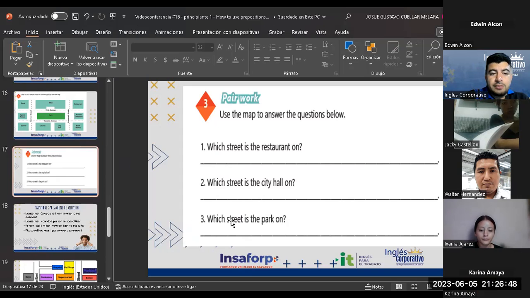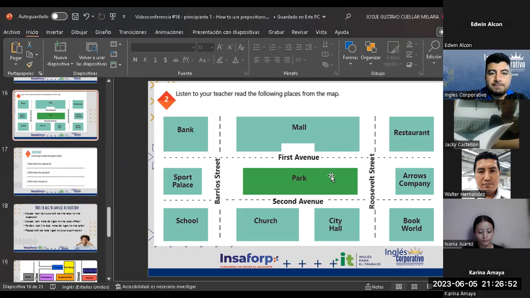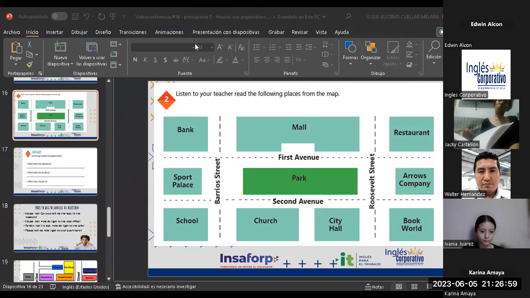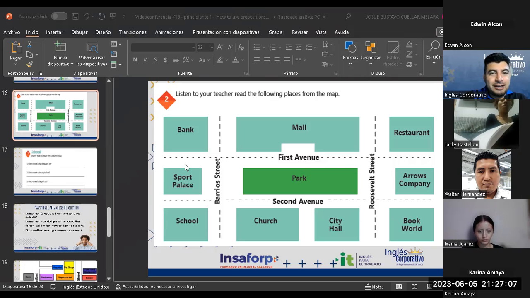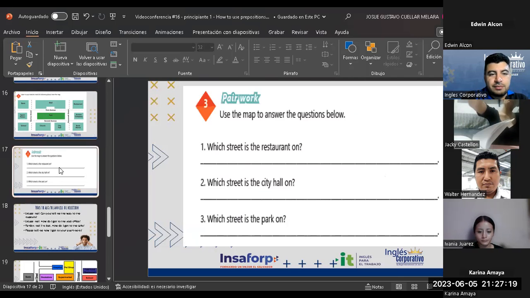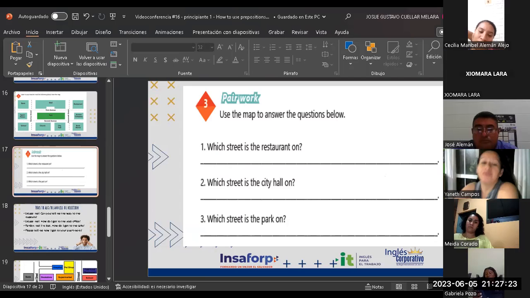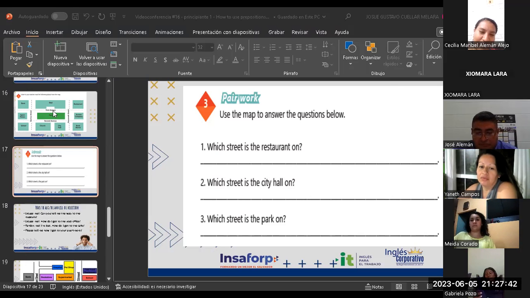Number three. Okay, which street is the park on? Parque. ¿Cuál calle? In the First Avenue. Ok, puede ser, ¿verdad? On First Avenue, ¿verdad? O también on puede ser, between, mira, Cari, cómo te está siguiendo esta palabra, between, between Barrier Street, Bow Street también. Thank you. Ok, and what about, thank you to you, what about in this, okay, we go with Ceci. Sentence number two. Which street is the city hall on?